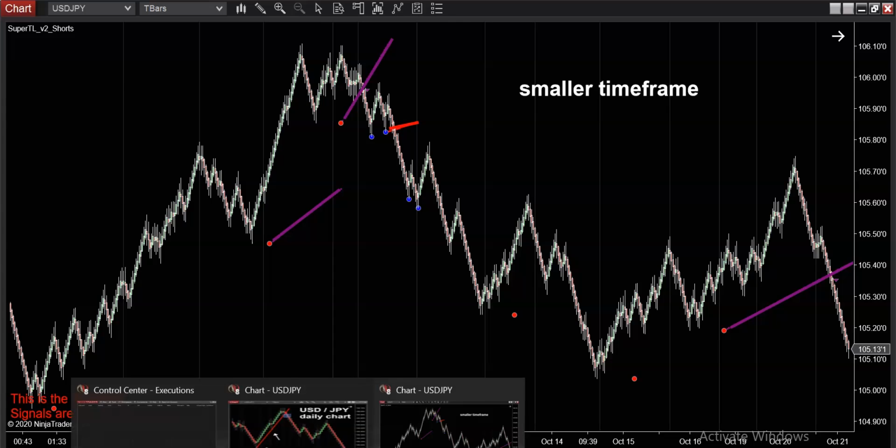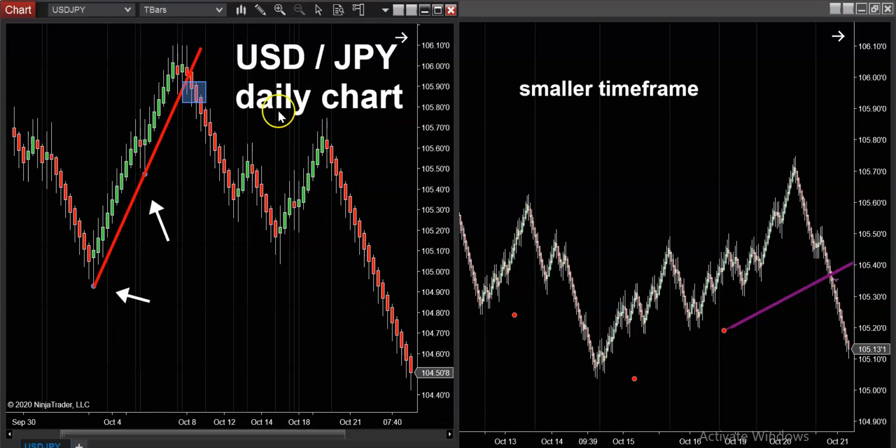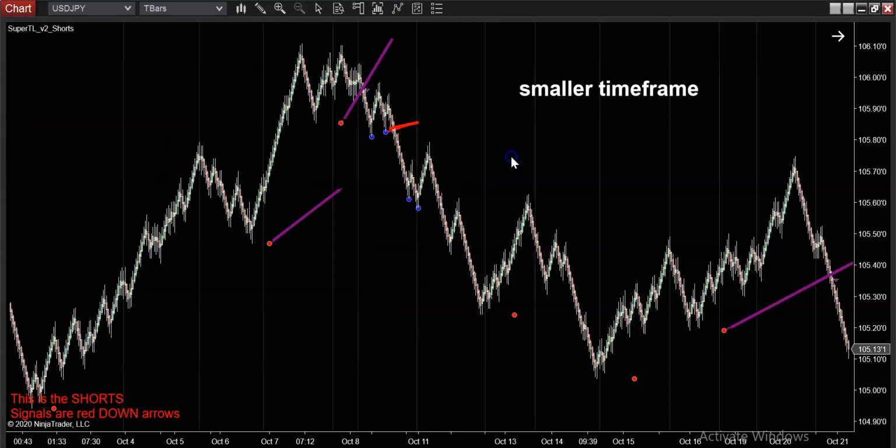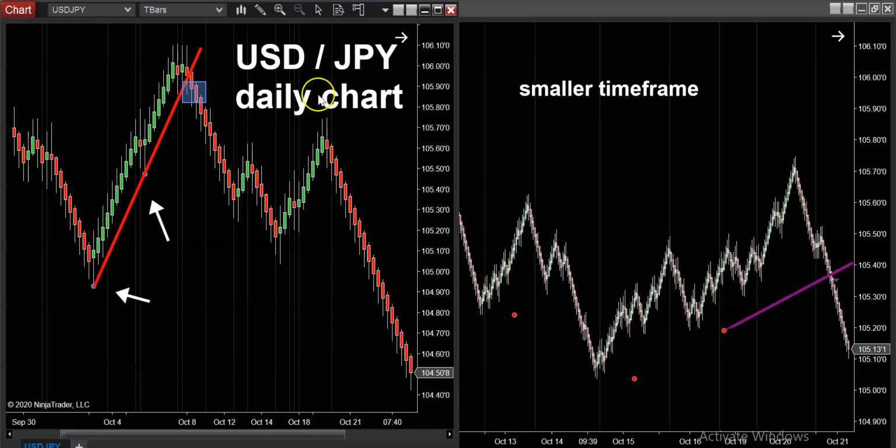Well, just like I showed you on the daily chart, where we drew a very large trend line and took that break of the trend line, we're going to do the exact same thing here in the smaller time frame chart. And just like that, here was the entry of the trend line break in the smaller time frame chart with respect to what was happening on the larger daily chart of dollar yen. Does this make sense, guys?